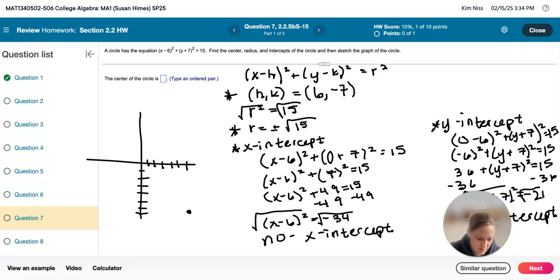Let's see, can I do that here? Okay, so that is going to be about 3.87. So we're going to go up 1, 2, 3. So we have a point here.